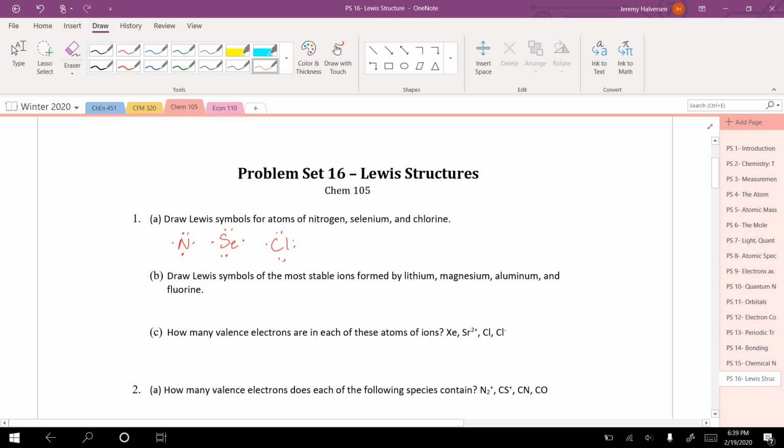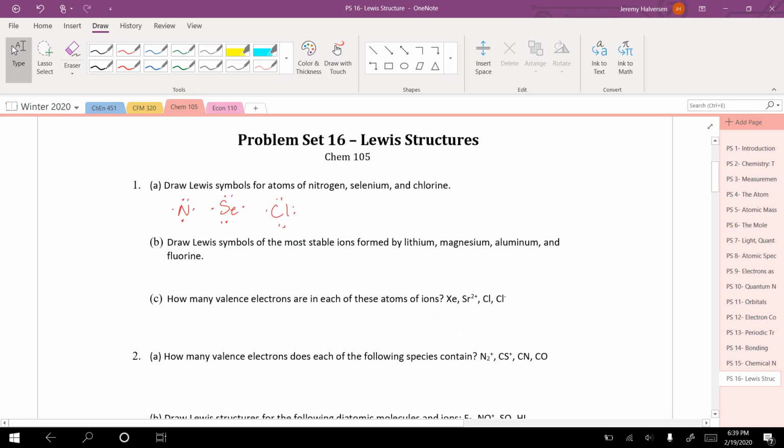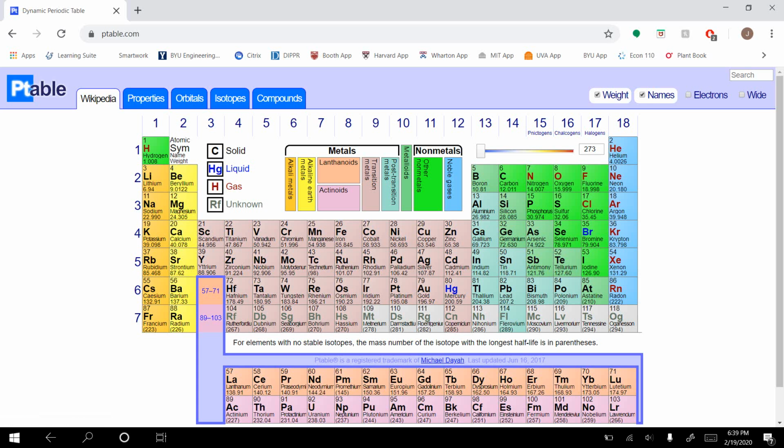Draw a Lewis symbol for the most stable ions formed by lithium, magnesium, aluminum, and fluorine. Okay, so what does lithium form? Lithium forms a 1+. If you don't understand why, atoms are going to gain or lose electrons in order to form ions that have the same electron configuration as a noble gas. So lithium, the quickest way to get to a noble gas is to lose 1 electron, hence lithium plus.